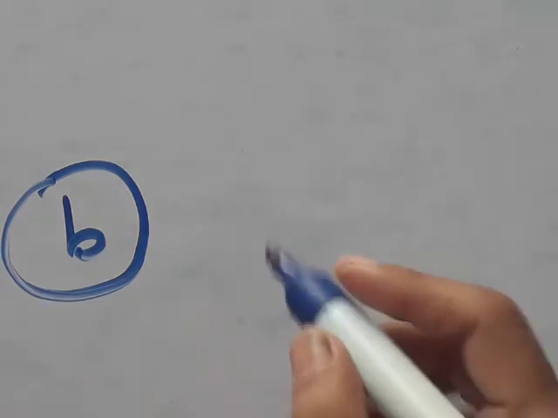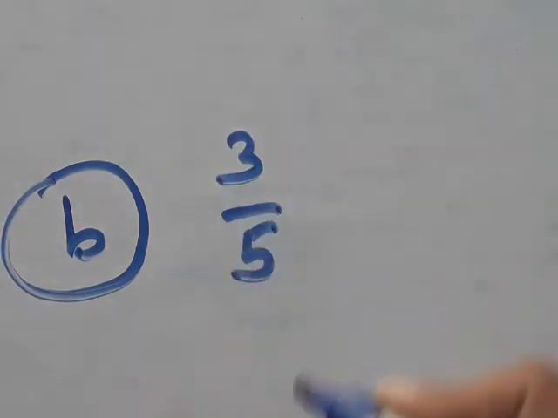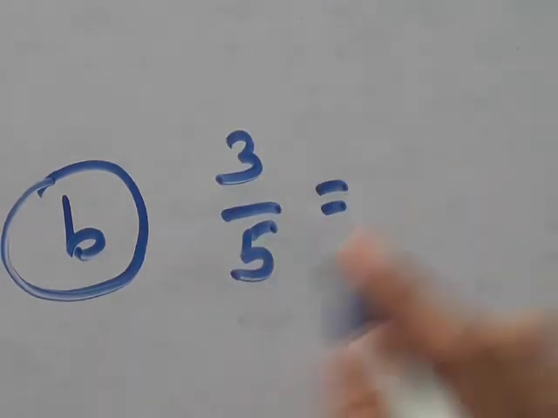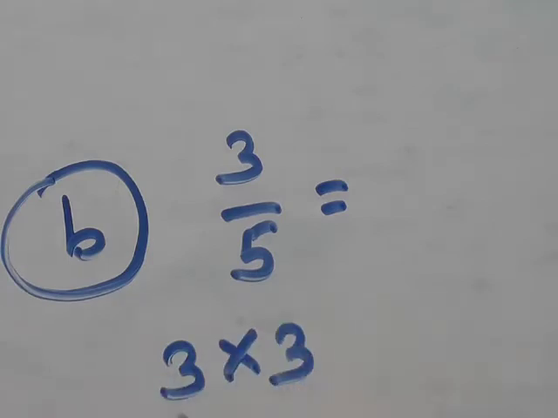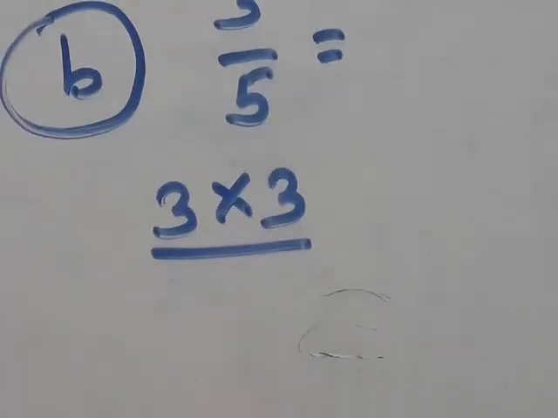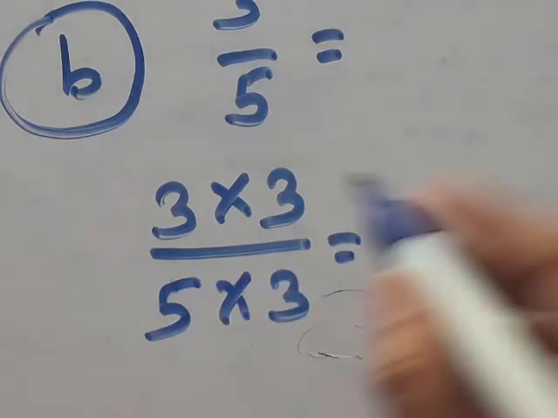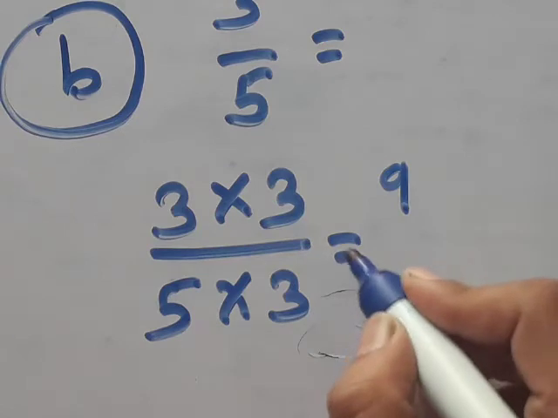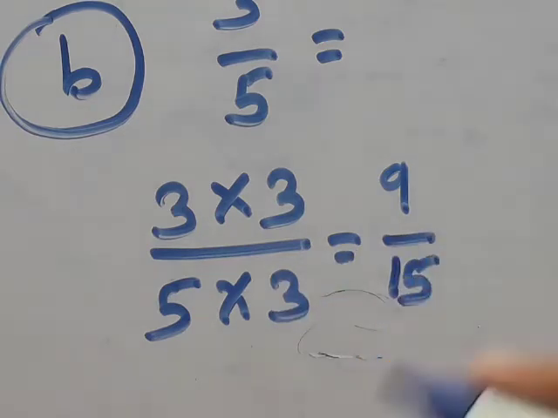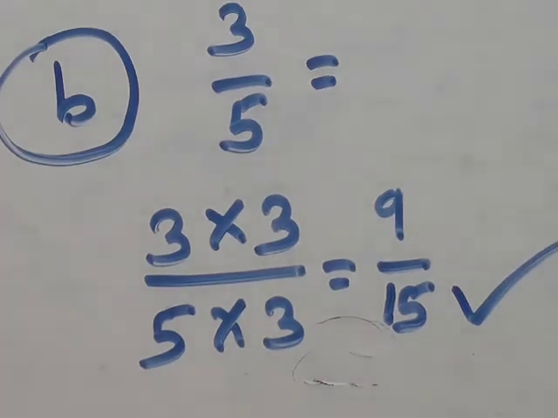Now we take the next number, suppose B. Okay, now 3/5. Now how to solve this? Multiply 3 by 3, both the numerator and denominator, and 5 multiplied by 3. What is your answer? 3 3s are 9, then 5 3s are 15. So we get the equivalent fraction 9/15. Okay, this is your answer. In this way you have to complete this question in your notebook.